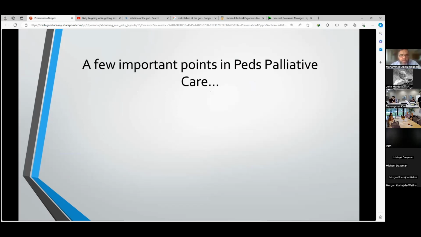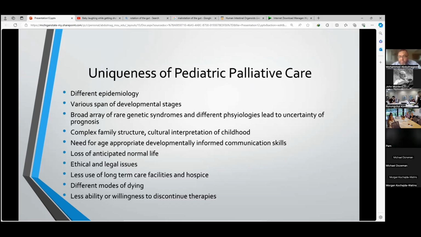Okay, a few points of peds palliative care from my point of view as a pediatrician and neonatologist I'd like to talk about. Number one is uniqueness of pediatric palliative care. What's the difference between adult and peds? Number one is different epidemiology. We have different diseases. We have different physiologies. Like in adults, very rarely you will encounter a problem with congenital defect or a genetic disorder. But those are very important to know, very important to understand, very important to acknowledge in a child, different epidemiology.